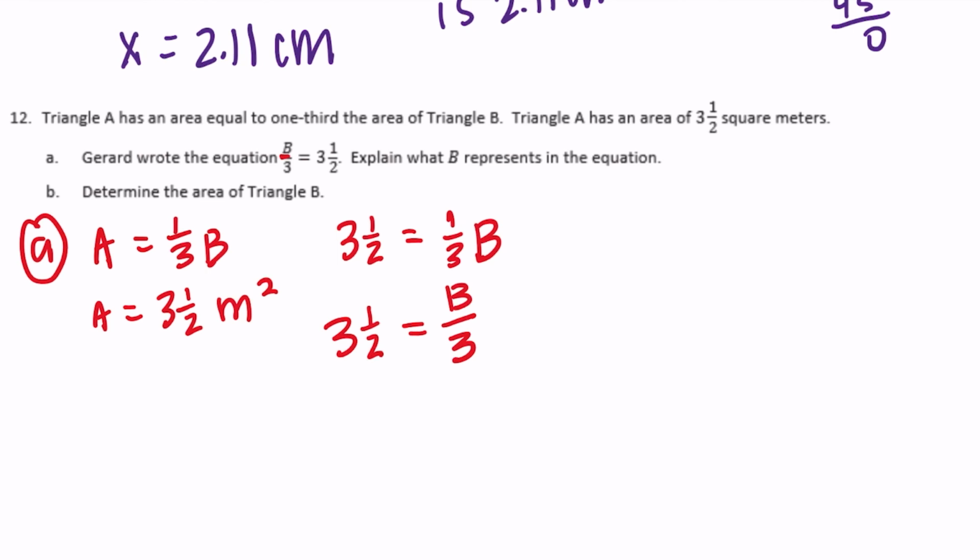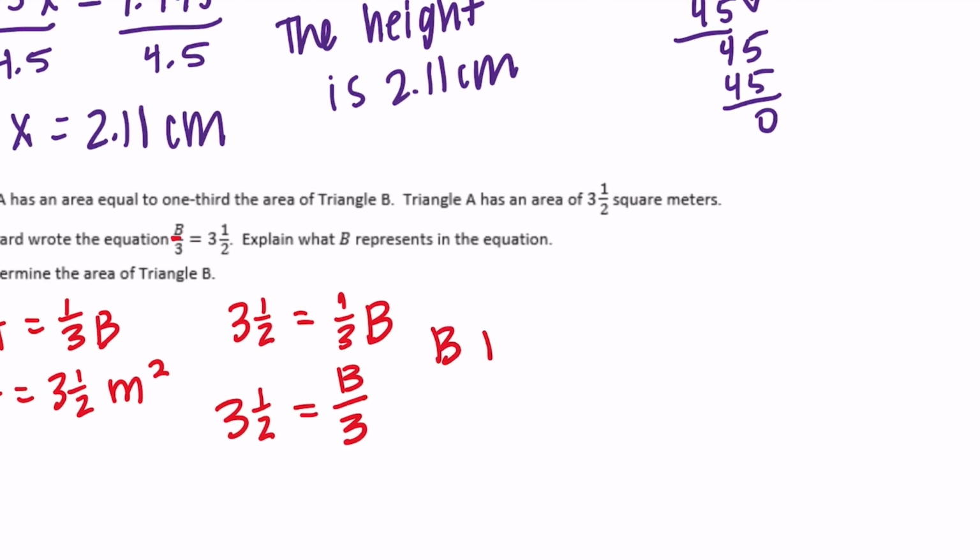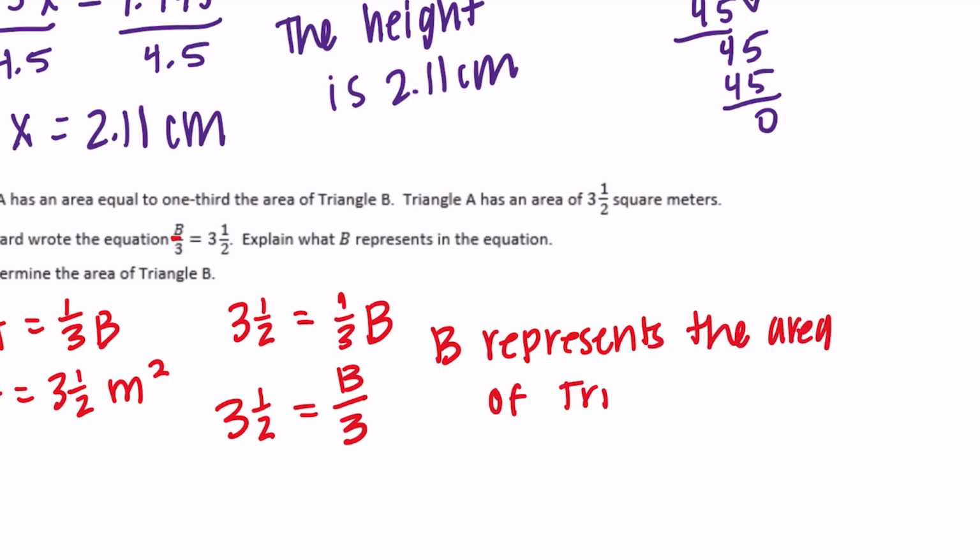So what is B representing? Well, B is representing the area of triangle B. So B represents the area of triangle B. And we're talking in square meters.